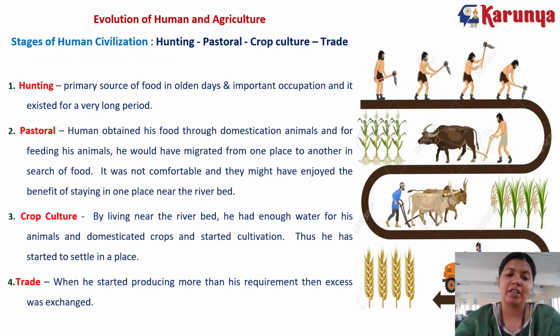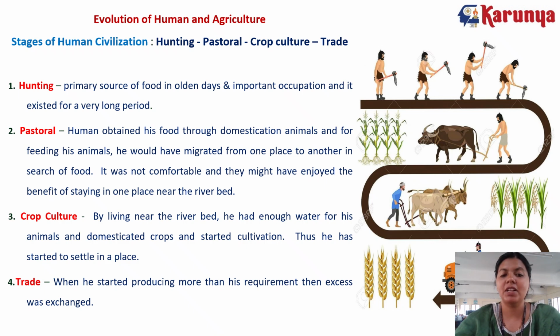Next came the pastoral stage. Here humans started domesticating animals like cattle, sheep, and goats. They moved from one place to another in search of grass, food, and water for the animals. This stage is where the pastoral system started.